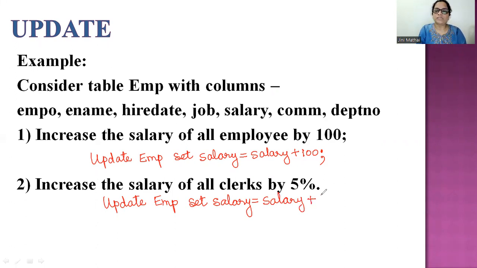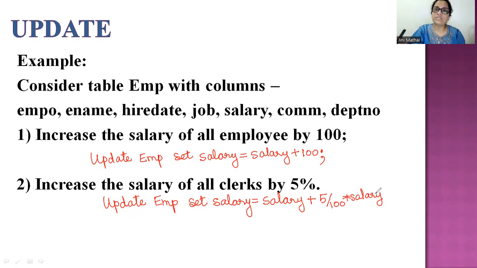How do you write 5% of anything? 5 divided by 100 into salary. We write 10% as 10 by 100 into that something. So we're increasing the salary by 5%. So 5 by 100 into salary.